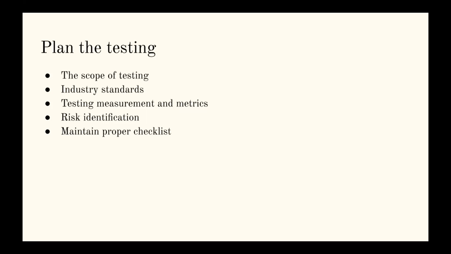And then the risk identification. The risk identification applies to both sides. What are the risks of testing all those things? Maybe budget-wise, maybe time-wise. So we need to identify those risks in the beginning, as well as from the software side. And all these things should maintain a proper checklist. It's a huge topic. I listed five of them, just what I found more important and that cover most of it.